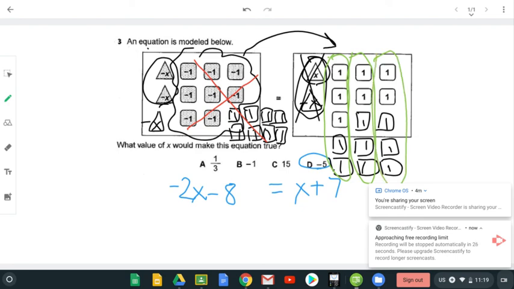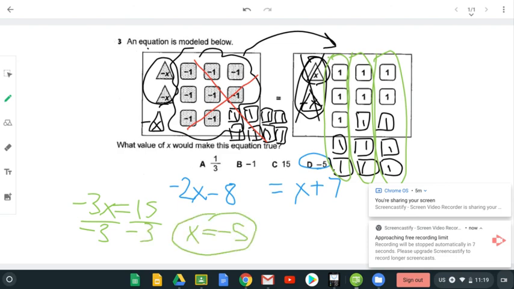So there are 3 groups of 5, but wait a minute, I only want a positive x, so I have to flip the signs. So negative 3x is going to equal 15. When I divide both sides by 3, x will be negative 5. And now we have our answer that we came up with before.